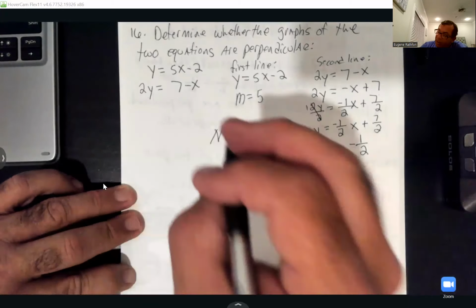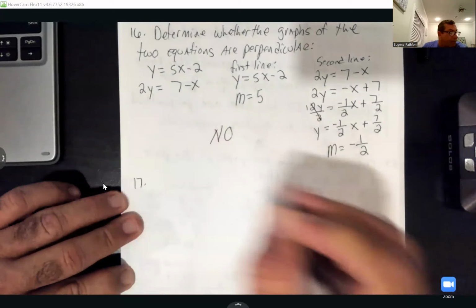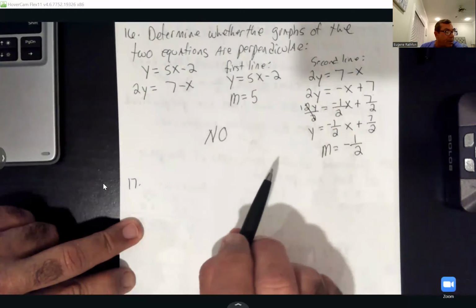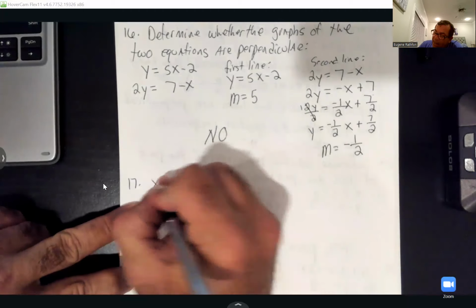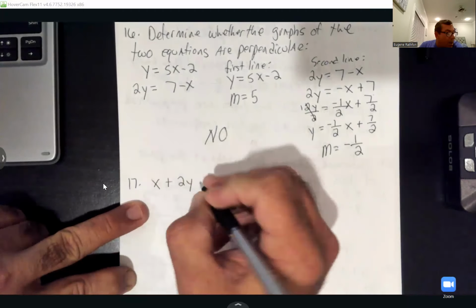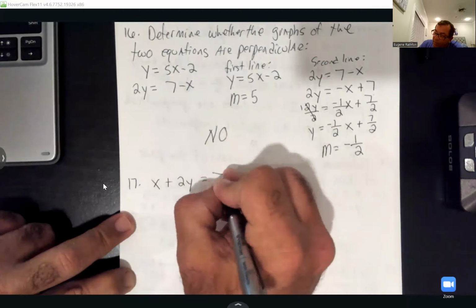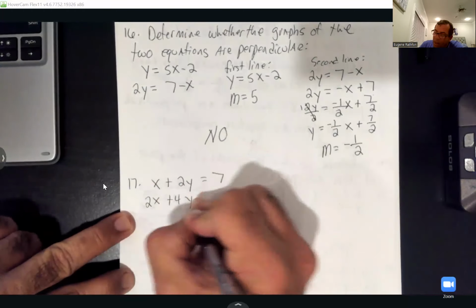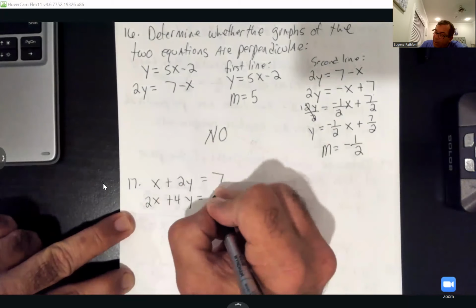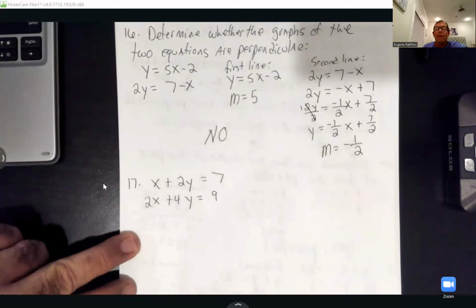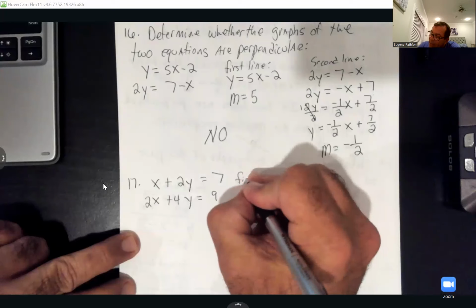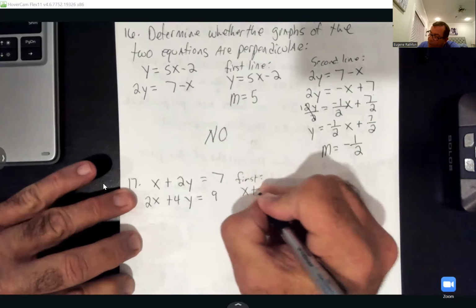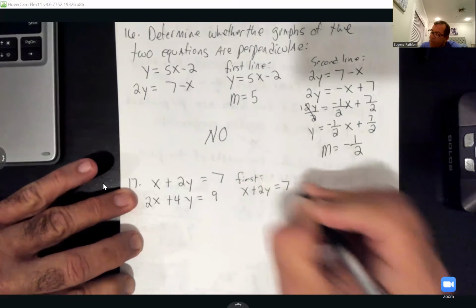All right, y'all, so let's try 17. Determine whether the graphs of the lines are perpendicular. I got x plus 2y equals 7. I got 2x plus 4y equals 9. All right, so let's solve the first line first. So the first line is x plus 2y equals 7.